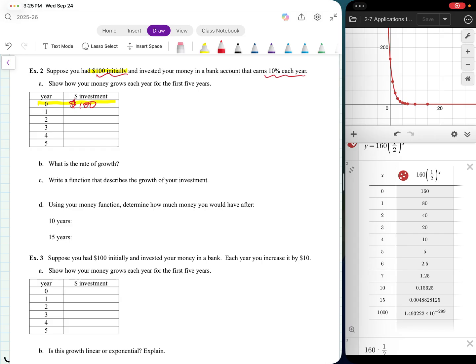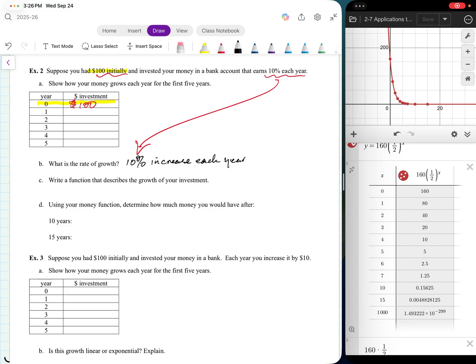Well, to fill out the table, you have to interpret this. So let's talk about the growth rate first. How fast is your money growing every year? So let's understand here. There's a 10% increase every year. It says it earns 10% each year. So 10% increase each year. Let's just make sure we understand that.